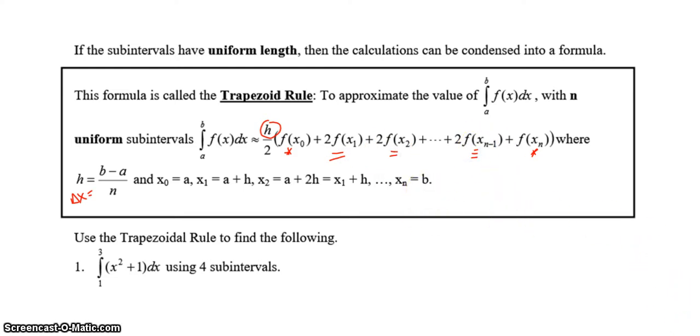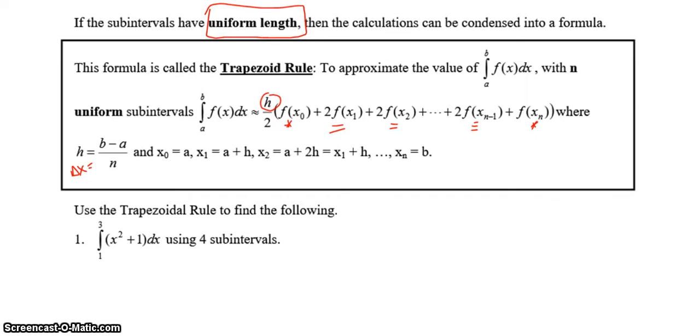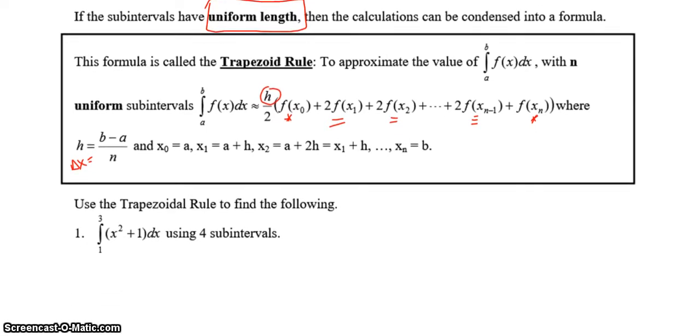Now, big key in trapezoidal rule is right here. If they have uniform length. If those subintervals are the same length, then you can use it. If you can't, like the first example, you can't do it. Don't do it. But as long as we can, no problem. As long as we have uniform length or equal subintervals.